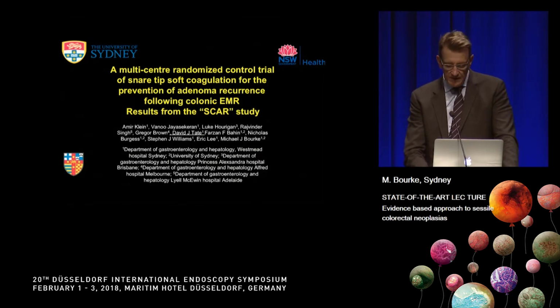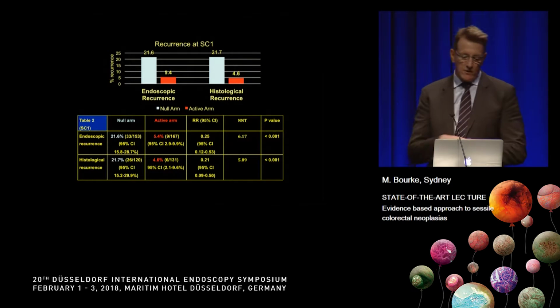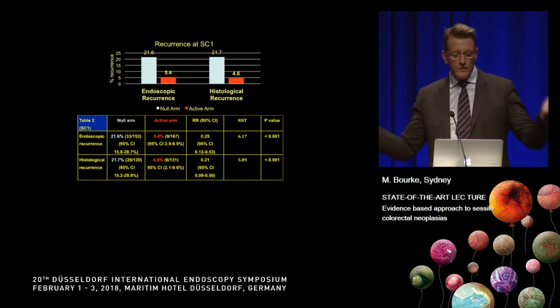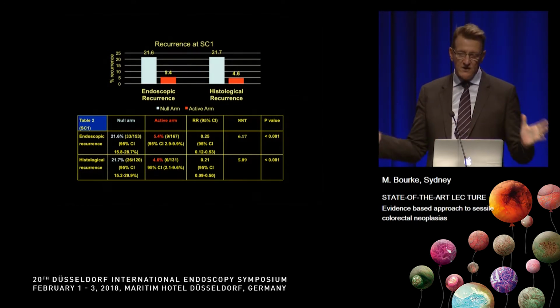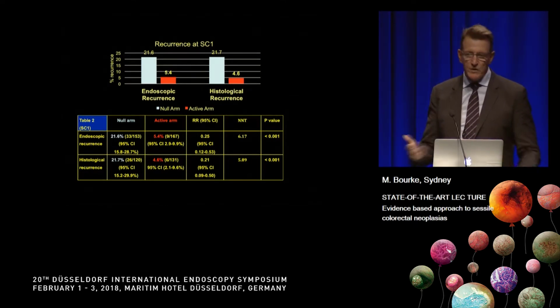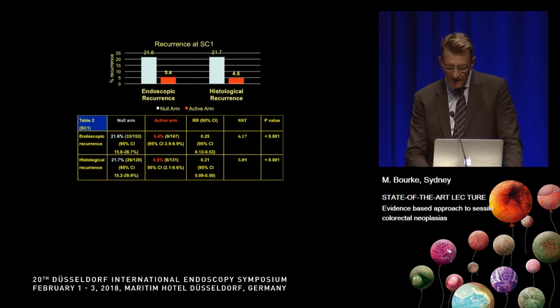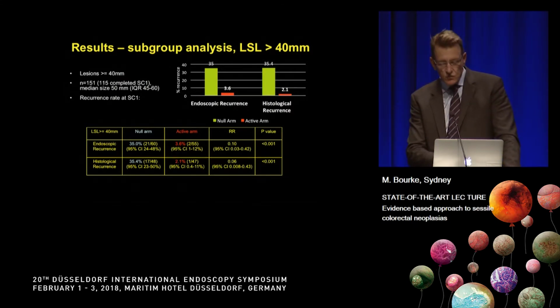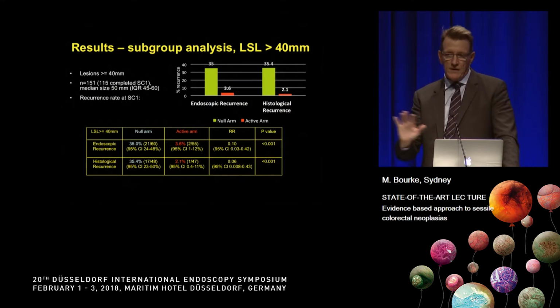Very simple, and in a prospective multi-centre randomised controlled trial, including 430 patients randomised to snare tip or no snare tip in a blinded fashion, this reduced the risk of recurrence from 20% down to 5%, and in the high-risk group, where lesions were above 4 centimetres, it was dramatically effective at first surveillance colonoscopy. So this is really going to be the gold standard for EMR, snare tip soft coagulation of the post-EMR margin.